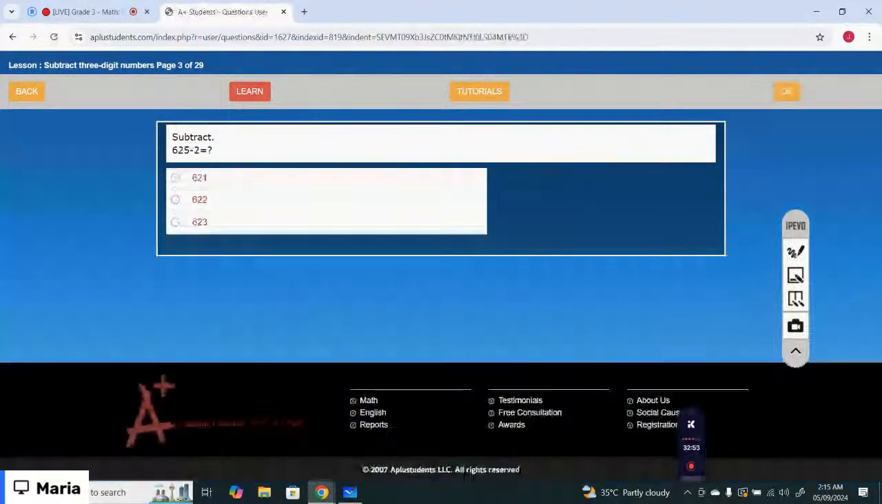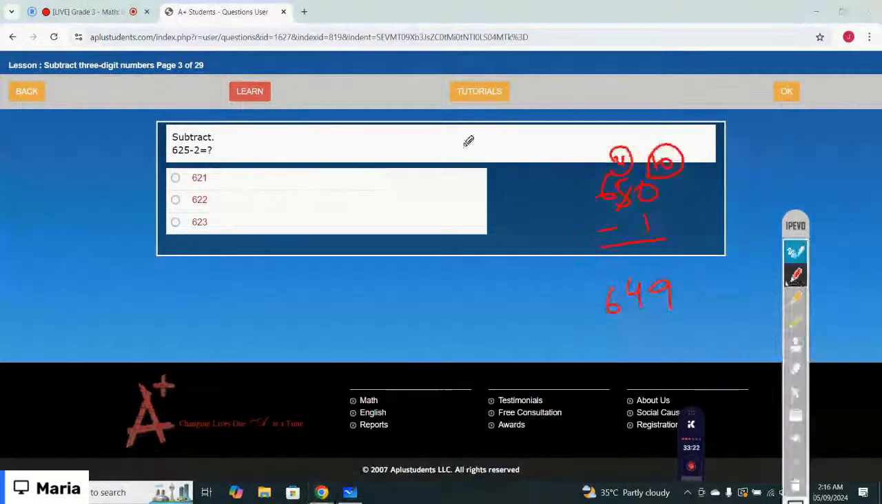The next one is 625 take away 2. So which is the correct option? So you can subtract 5 take away 2, right? You have to do 625 take away 2, right?